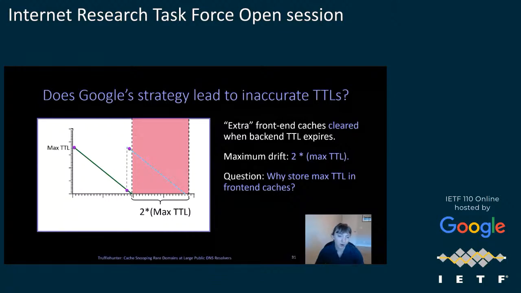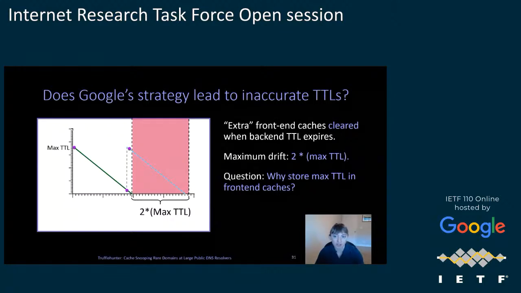So that's good. But we noticed that a user could make a request just before the TTL of the backend cache expires and get a cache that had just been filled, and that could lead to extending the TTL to twice as long as it should be. So the maximum drift is just twice as long as whatever the maximum TTL is. Whether or not this is actually a problem is not up for us to decide.